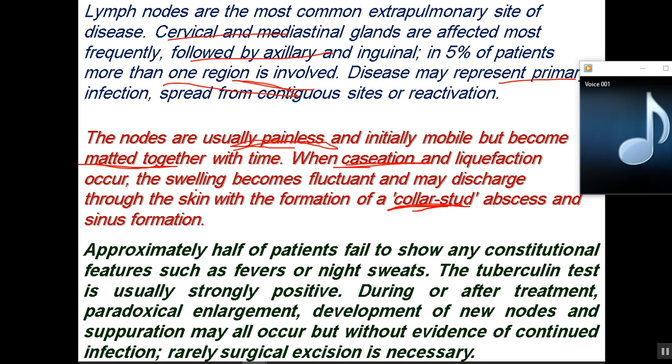Approximately half of patients show no fever, only the abscess, and the rest have fever. The Mantoux test is strongly positive, and during treatment some enlargement can occur, and sometimes rarely requires surgical excision, sometimes controlled by the treatment. This is an example of a cold abscess. So this is the neck, and this is the cervical lymph node. This is number one, lymphadenitis.